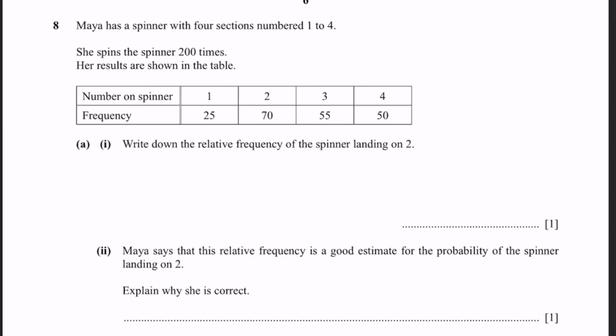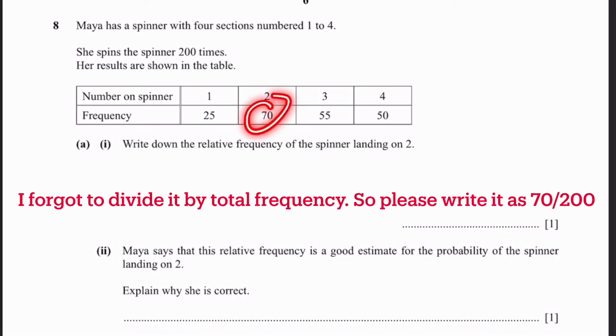Question 8. Maya has a spinner with 4 sections numbered 1 to 4. She spins it 200 times. Her results are shown in the table. The number on the spinner and the frequency are all given. A1. Write down the relative frequency of the spinner landing on a 2. That is the frequency value from an experiment, which is simply 70.